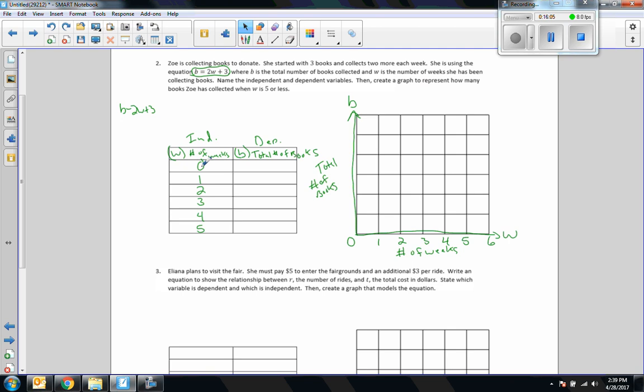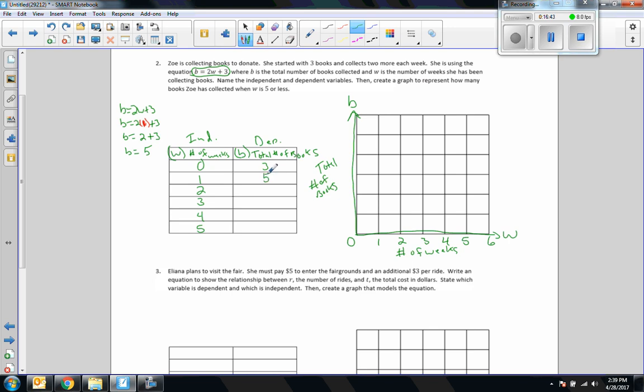And if I know that W is 0, B equals 2W plus 3. B equals 2 times 0 plus 3. So B equals 0 plus 3. B equals 3. So that's 3. If I change this to 1 right here, 2 times 1 is 2. So then I would just have to change this here. And this would be 2 plus 3. So that would be 5.